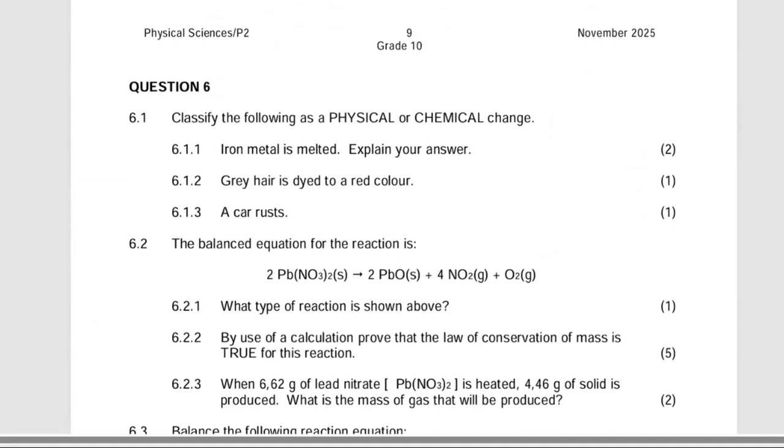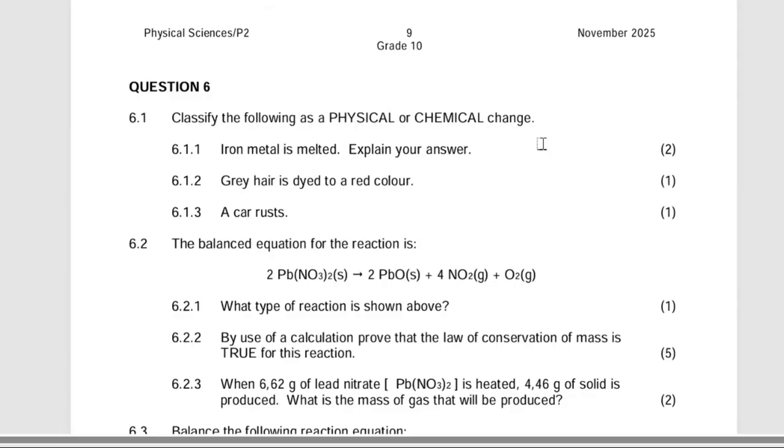Then moving on to the next question, which is our question number 6. Right, so 6.1 reads: classify the following as physical or chemical change, right? So there are two options there, physical or chemical change. Please, whenever you encounter such questions, do not leave them blank.